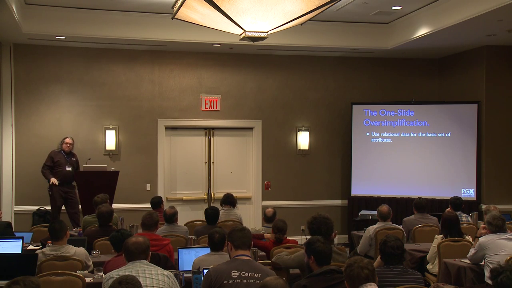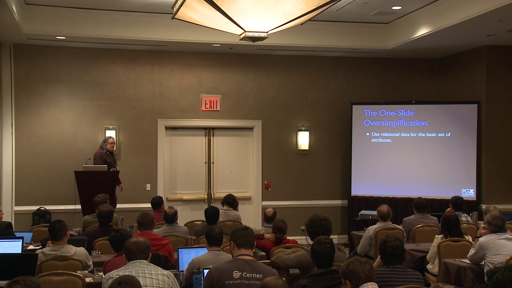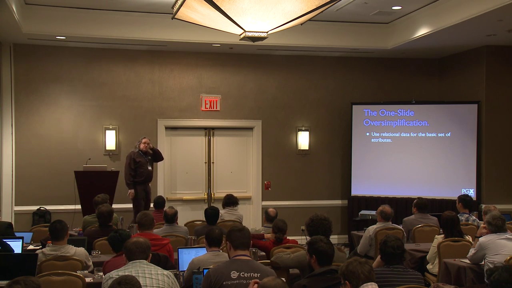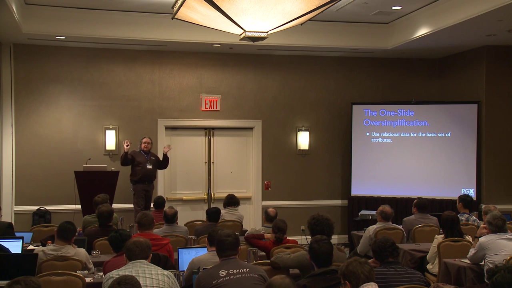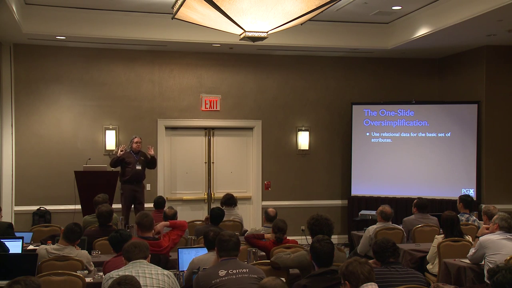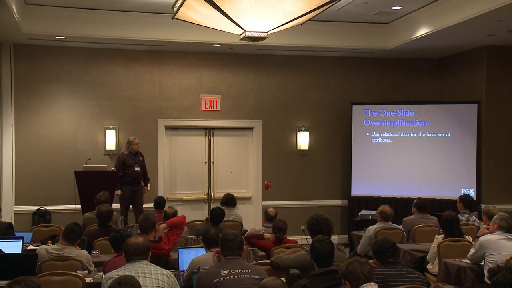For the basic set of attributes, just use relational data. If something's a common attribute, and you can define common for your own applications, but let's say 10% of the rows will have it, make it a relational column. Remember, null is free. There's no space cost to a null column in Postgres.